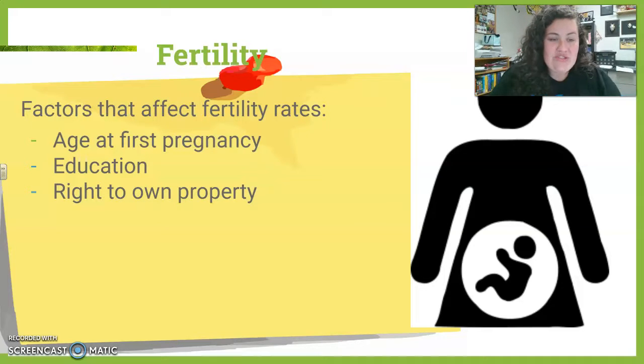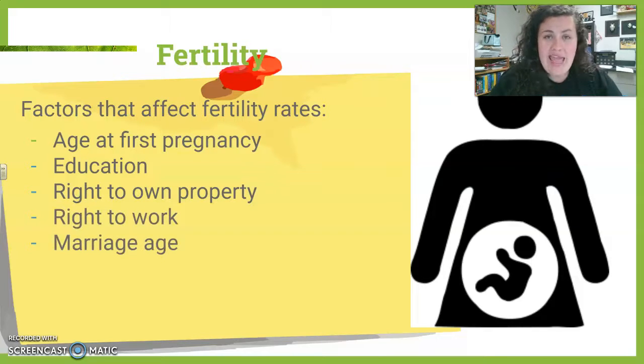Okay. Another thing that affects fertility is the right to own property. Are women allowed to own property? The status of a woman really impacts how many kids she will have. If a woman is able to be her own independent person, she's going to have a lot more autonomy, and she's not just a baby factory. So, again, right to work. How much autonomy does that woman have?